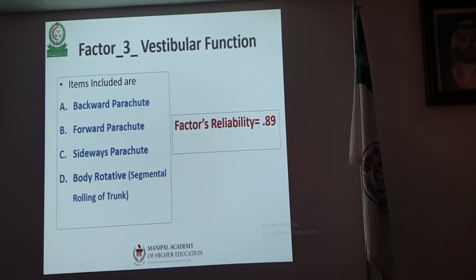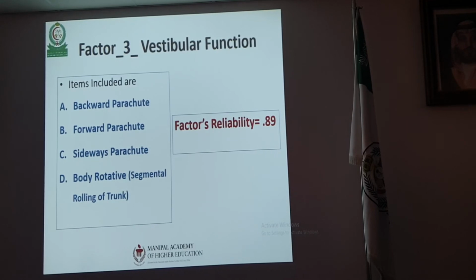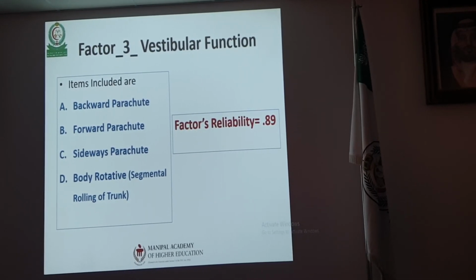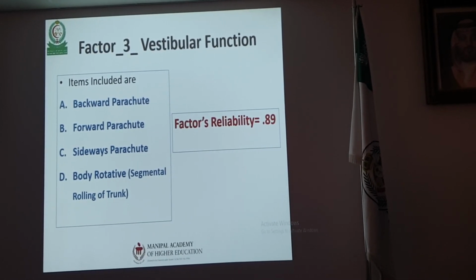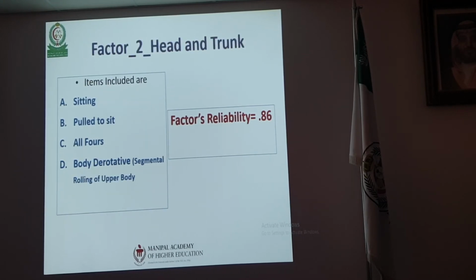Okay, next. The third factor, that is vestibular function. Items included in this are item number 12, then item number 16, item number 17, and item number 20. That is your body rotative, then sideways parachute, backward parachute, and then forward parachute. So these are the 4 items included in factor 3 that signify vestibular function, and its reliability is 0.89, close to 90%. Derotative comes before; derotative comes in factor 2. Is that clear? Okay.